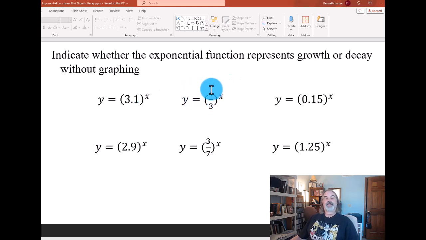4/3 to the x. Okay, well, 4/3 is bigger than 1 last time I checked, so that's still going to be exponential growth. Here on the tail end on the right top row, 0.15 to the x. Now that's going to be exponential decay because 0.15 is less than 1. 2.9 to the x, growth. 3/7 to the x, decay. And finally 1.25 to the x, growth.